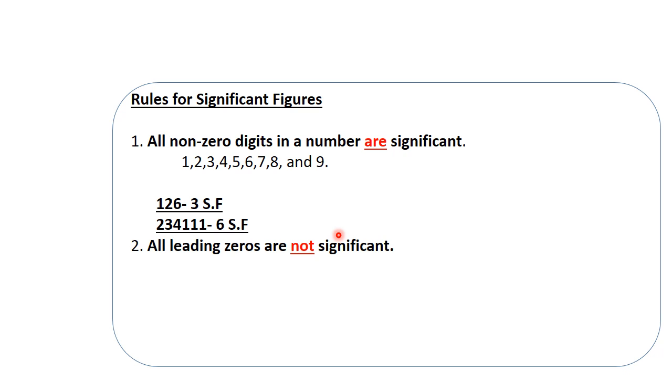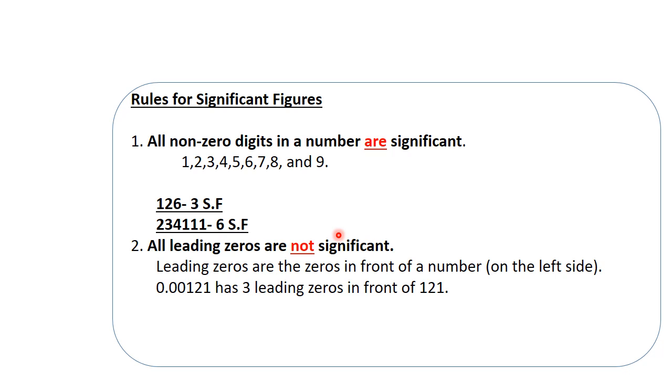All leading zeros are not significant. So what's a leading zero? Leading zeros are the zeros in front of a number, on the left side. Given this number, 0.00121, all these zeros in front of the non-zero numbers are leading zeros. So these three zeros are not significant.